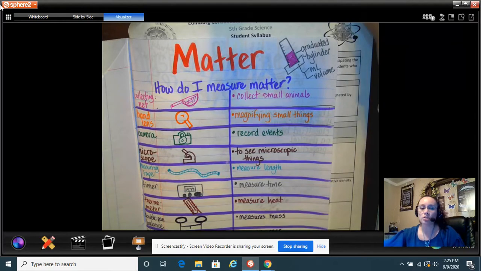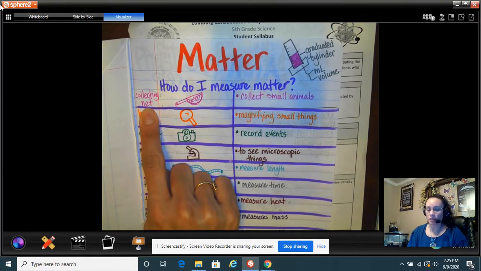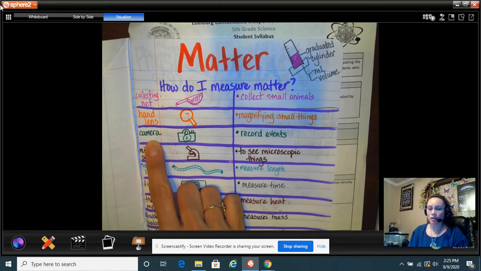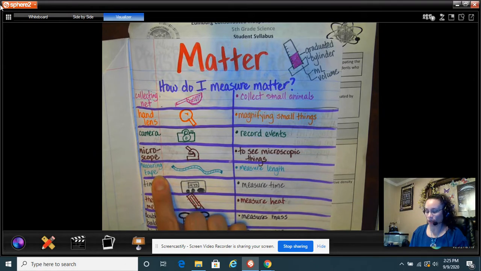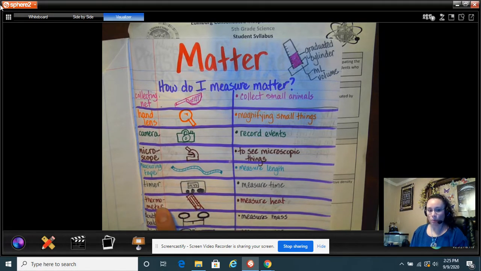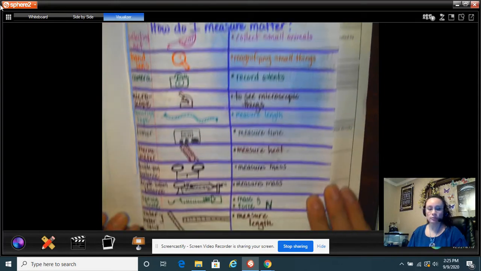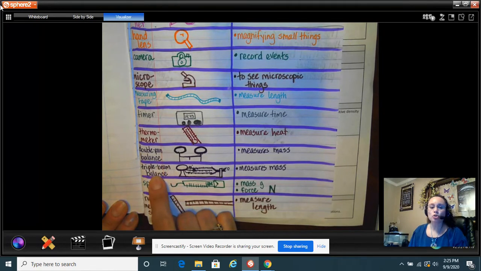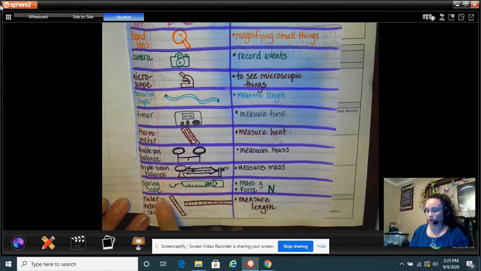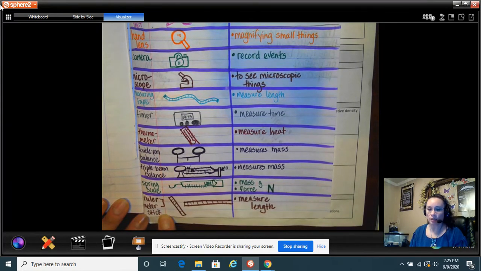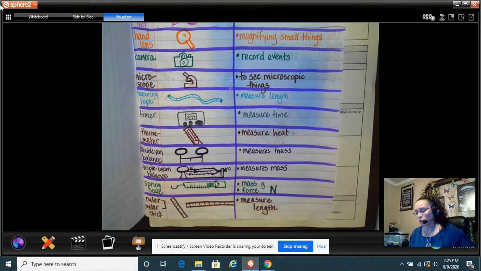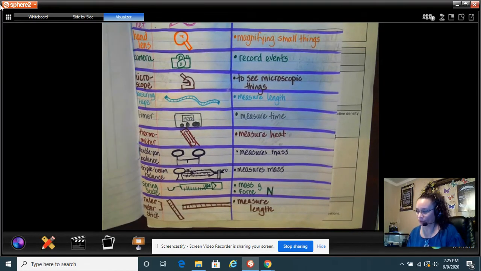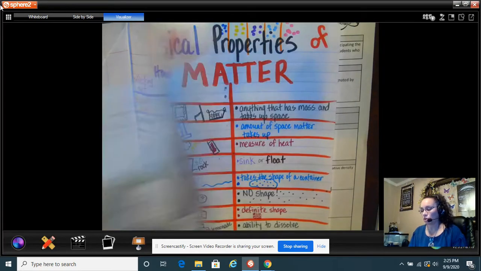Okay. They also have collecting net, hand lens, camera, microscope, measuring tape, timer, thermometer, double pan balance, triple beam balance, spring scale, and a ruler or meter stick. Okay, we need to know those tools because we're going to be measuring matter. Okay, so I'm going to turn the page.